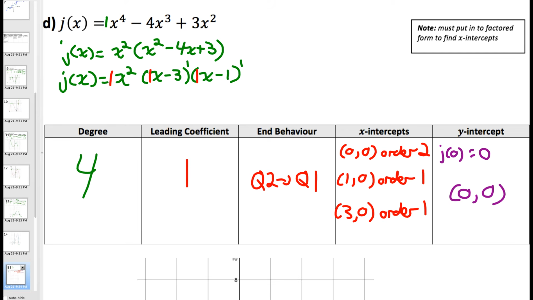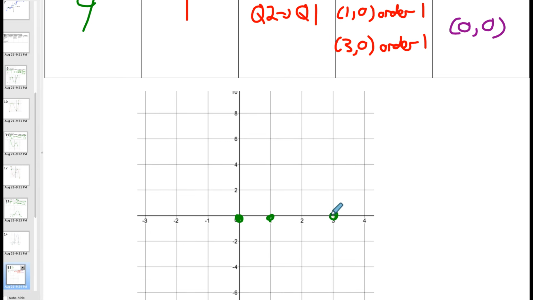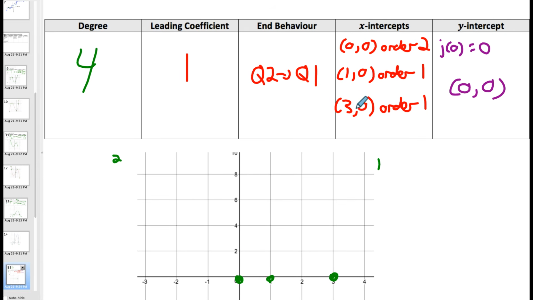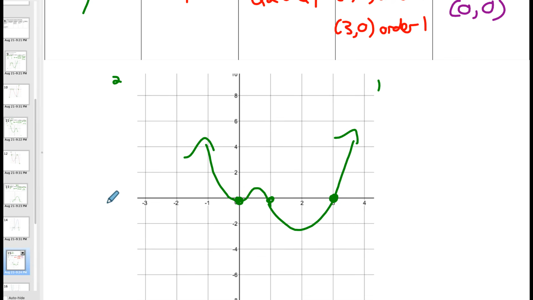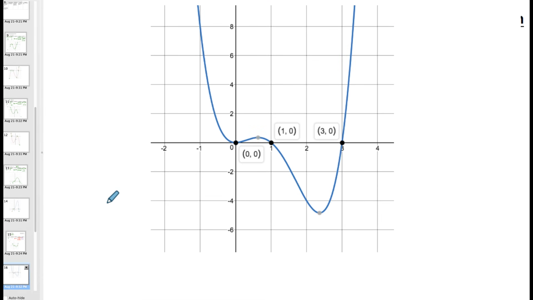All right, let's plot what we have and graph it. So straight through those 2 x-intercepts, but bounce off the x-intercept at 0, 0. So I need to bounce off this one, but go straight through that one, and straight through that one. So that's roughly what it should look like. Let's compare it to Desmos. And there we have it.